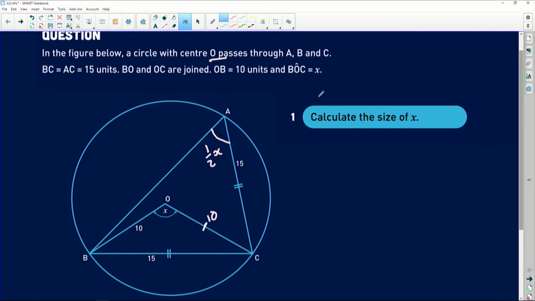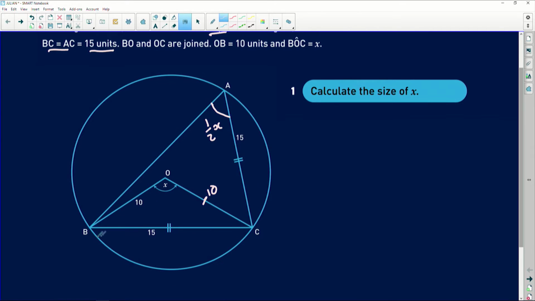Let's carry on with what the question has to say. It says BC equals AC, which is equal to 15 units. Okay, so let's look at our diagram over here. It says BC is equal to AC, and that's 15 units. So that means that ABC is an isosceles triangle. So that means automatically angle B can also be said to be equal to a half x.